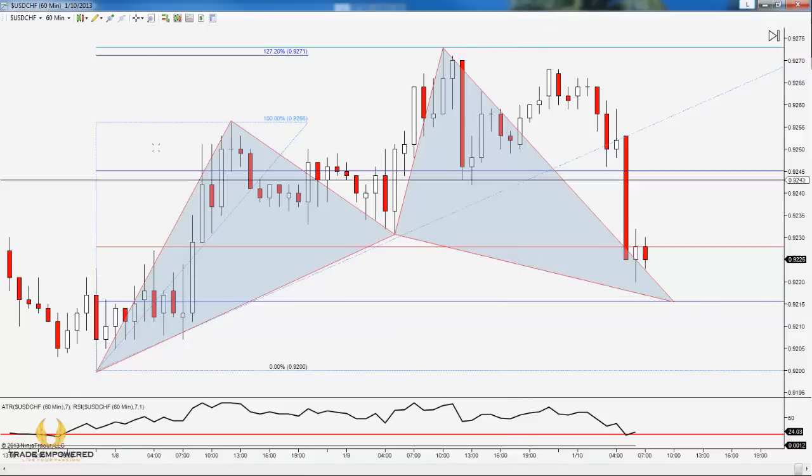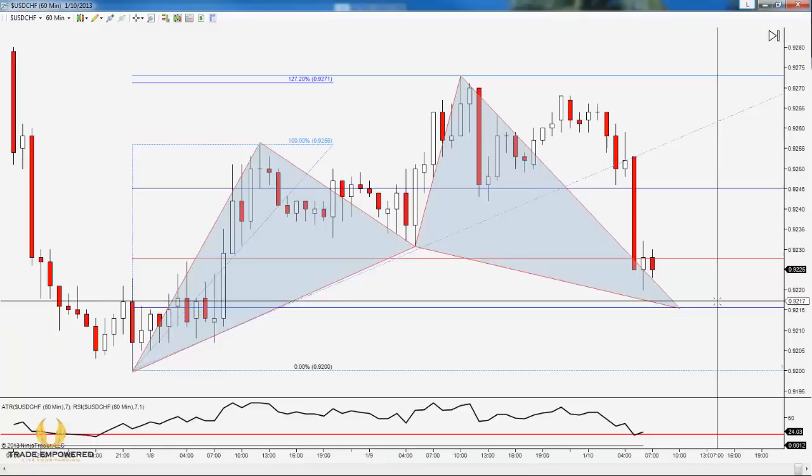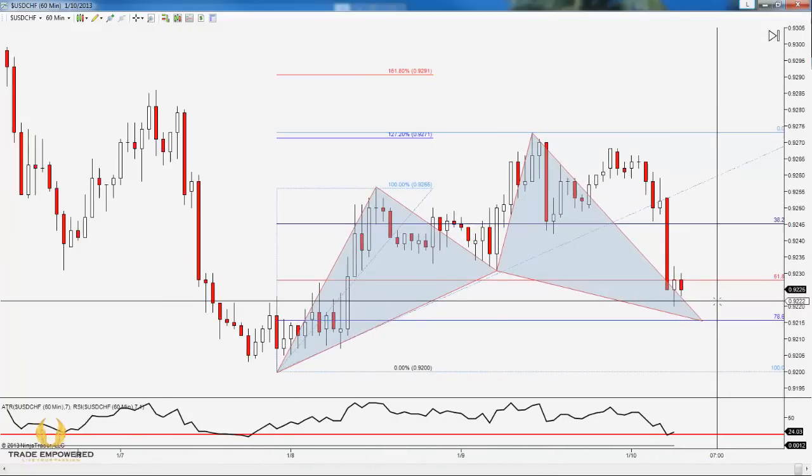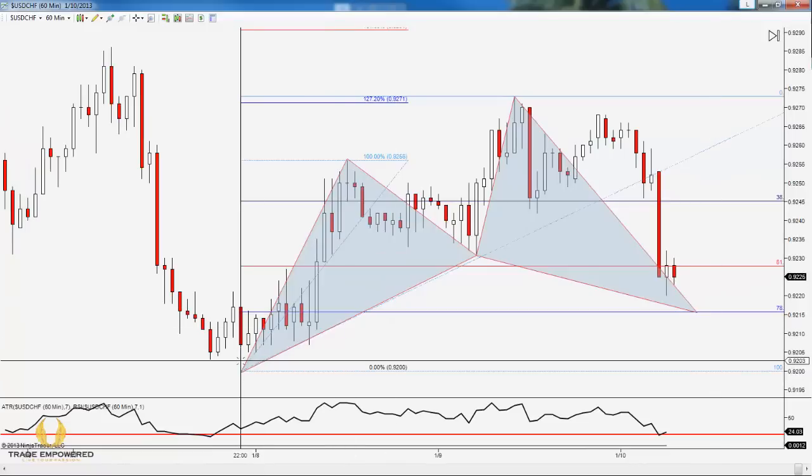But same thing here. We're looking at X to A, our retracement for A to B, B to C spiking up here, looking for a CD completion, almost at market, looking at 92.15. So as always, you want to have stops below our X leg here.